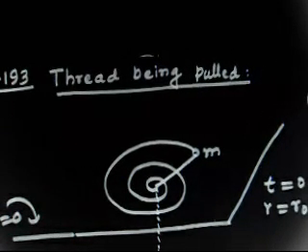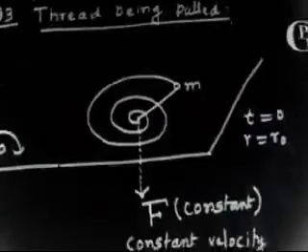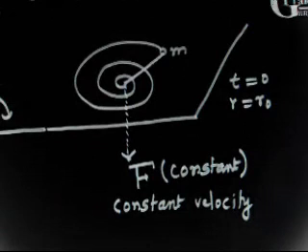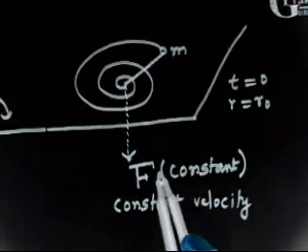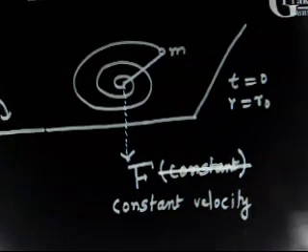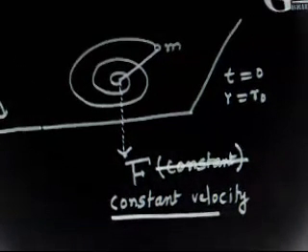Force is not constant. Velocity is constant. So this is pulled with a constant velocity. Now the force is not constant, the velocity is constant. That is given in the problem. So this force is variable. It should be variable.